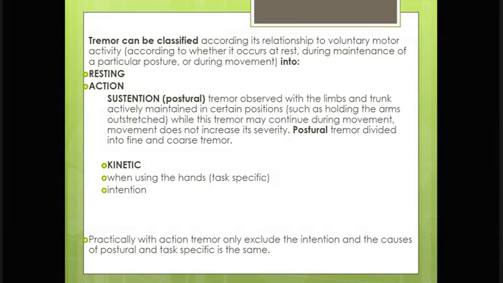And kinetic tremor, when using the hand, we call it task-specific tremor. And intention tremor. Intention tremor is characteristically a manifestation of limb cerebellar ataxia, hemispheric cerebellar ataxia. Practically, with action tremor, only exclude intention tremor, and the cause of postural and task-specific is the same.